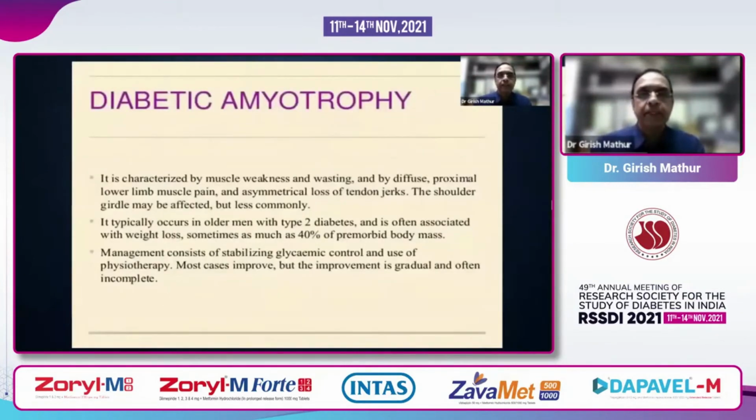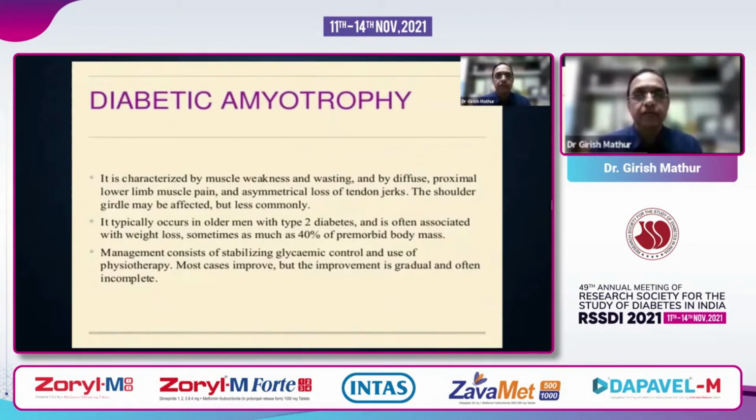One more condition is diabetic amyotrophy. It is characterized by muscle weakness and wasting, diffuse proximal lower limb muscle pain, and asymmetrical loss of tendon jerks. The shoulder girdle may be affected, but less commonly. It typically occurs in older men with type 2 diabetes and is often associated with weight loss, sometimes as much as 40% of pre-morbid body mass.